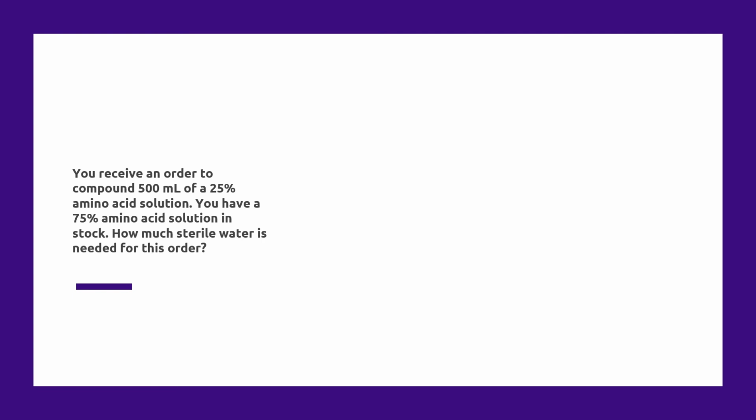So we threw a little curveball in there. They're not asking how much of each, they're asking specifically, how much sterile water are you going to use to compound 500 milliliters of a 25% solution when you've got a 75% solution in stock? So the real key here is you need to understand that sterile water is essentially going to be equal to 0%. Okay, it's just water. It doesn't have any other ingredient in it. It doesn't have any amino acids in it. So it's 0% amino acid solution.